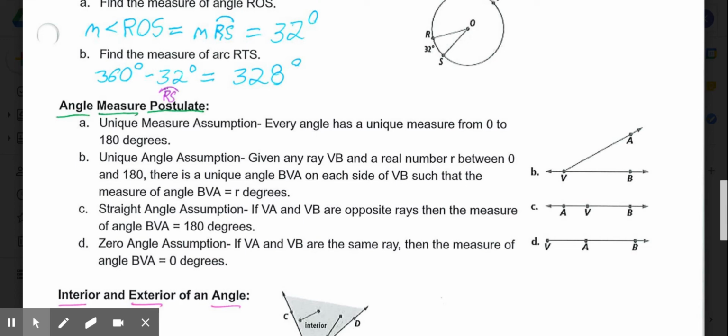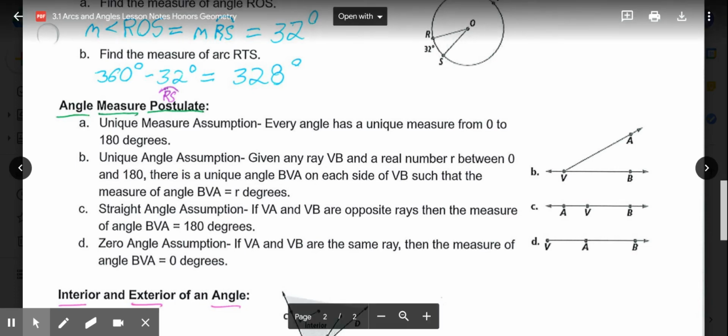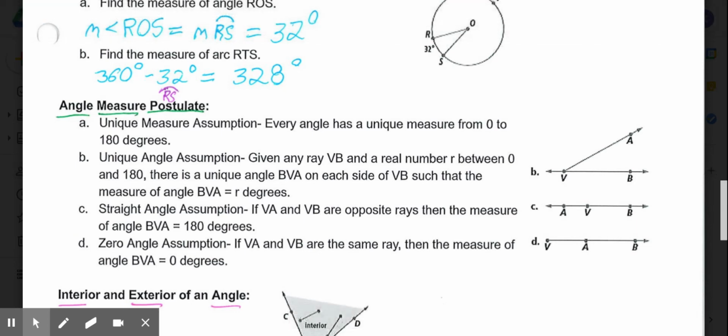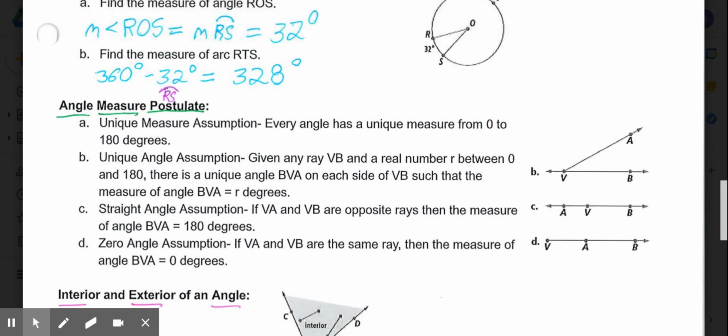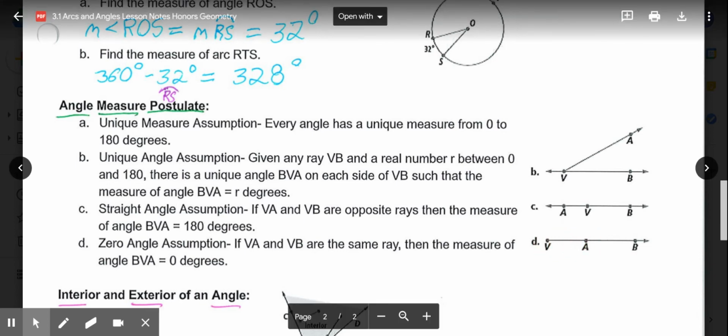Then in C, we have the straight angle assumption, which says if VA and VB are opposite rays, the measure of angle BVA is 180 degrees. So a straight angle would be something like AVB or BVA. And then the zero angle assumption says if VA and VB are the same ray, then the measure of that angle, BVA or AVB, is 0 degrees.